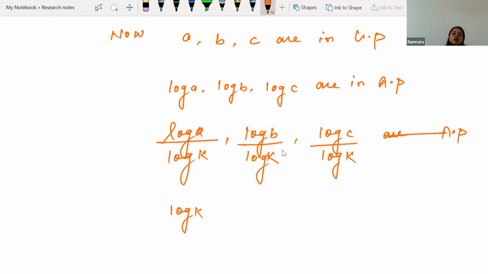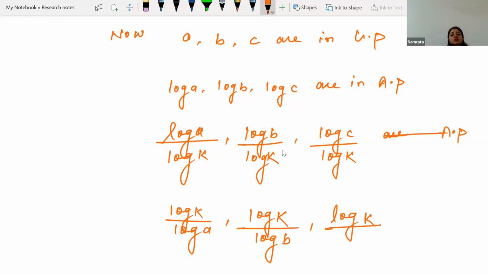So log K by log A, log K by log B. We just did the reciprocal, and now it will be in HP. Got it? Got it, Lina? Yes, ma'am. Let's see some properties of HP.